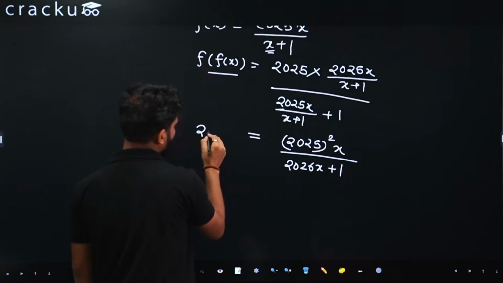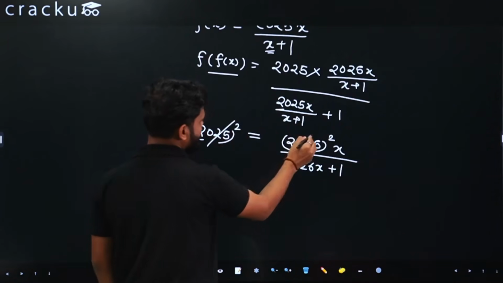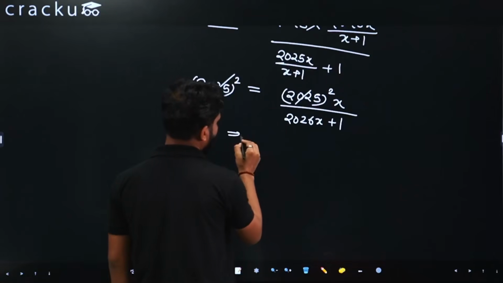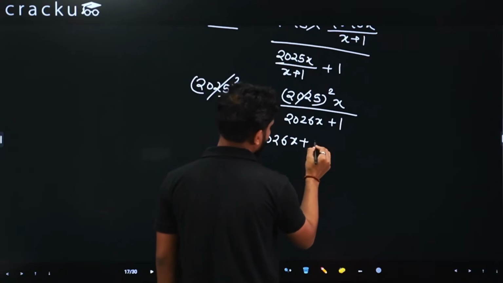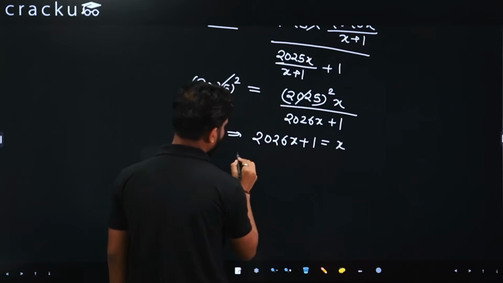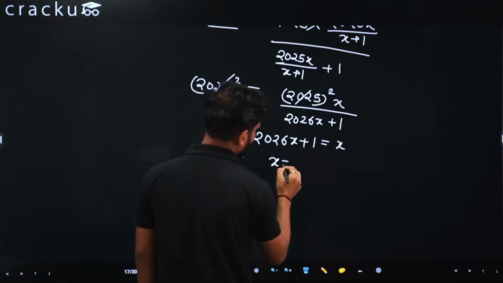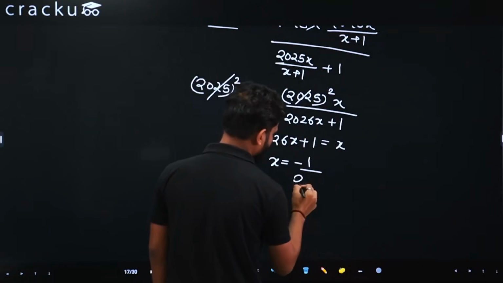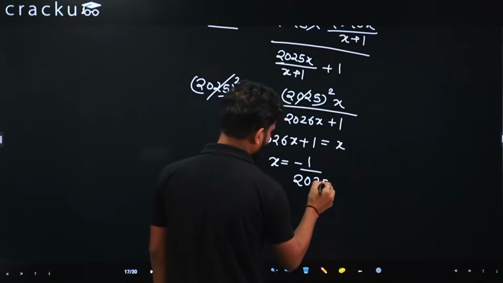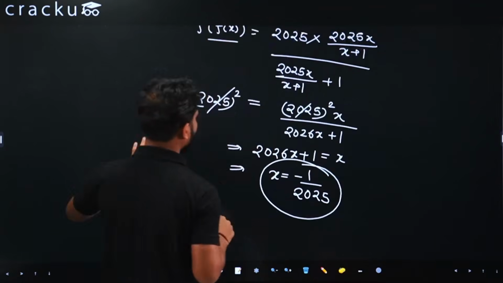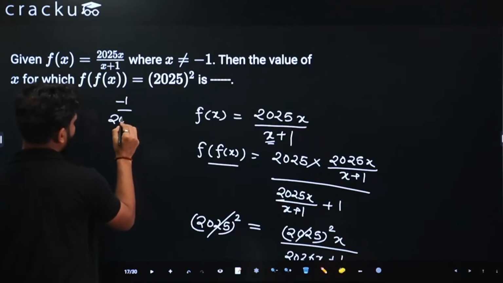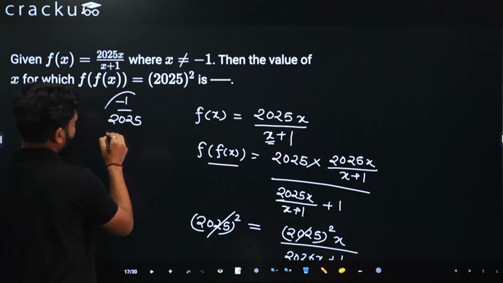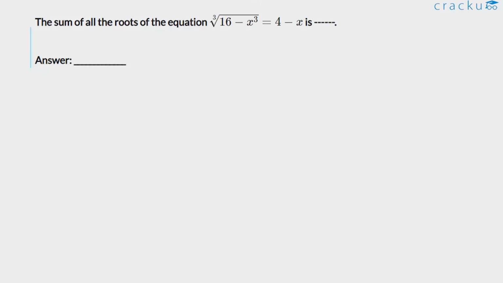And what is f of f of x? It is given as 2025 squared. From here, this gets cancelled, and you get 2026x plus 1 is equal to x. From here, you get x is equal to minus 1 upon 2025. So the answer to this question will be minus 1 upon 2025. So this is how you solve the question.